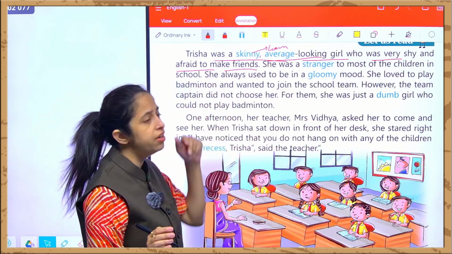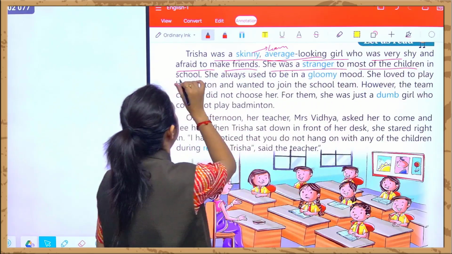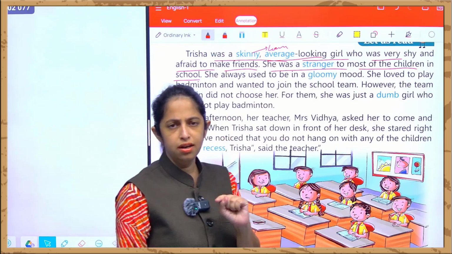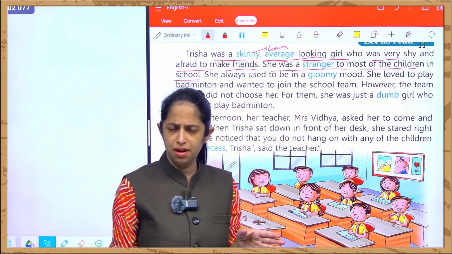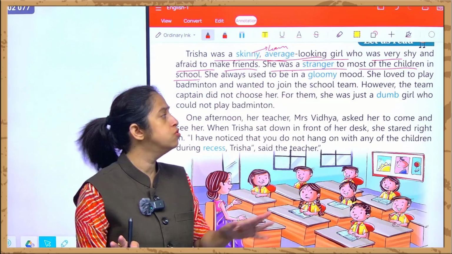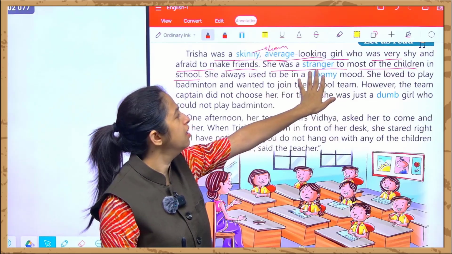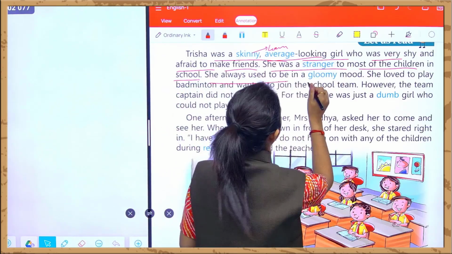She used to get afraid of making new friends. She was a stranger to most of the children in her school. While she was studying in a school, she was a stranger to most of the children. जो भी बच्चे उनकी क्लास में रहा करते थे, स्कूल में रहा करते थे, with most of the children she used to be like a stranger to them. Okay.